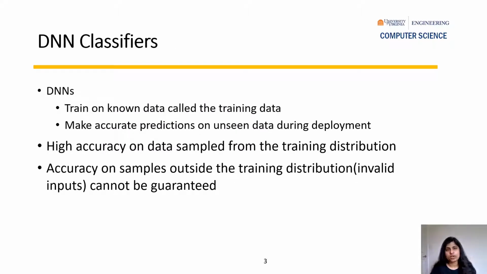DNNs train their models on known data. The resulting models are expected to generalize on the data and make accurate predictions during deployment. The DNNs are trained to have high accuracy on the data sampled from the training distribution. However, the accuracy of these networks on samples that are outside the training distribution cannot be guaranteed. We refer to these inputs that don't follow the training distribution as invalid inputs.